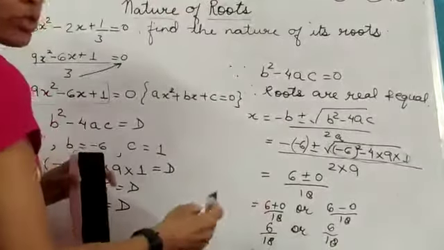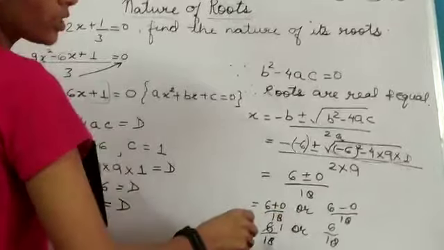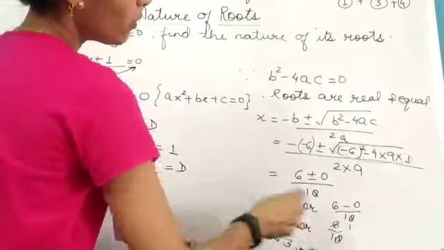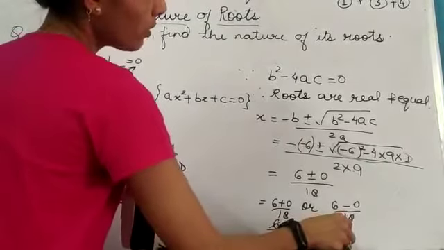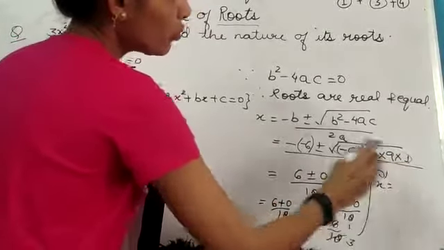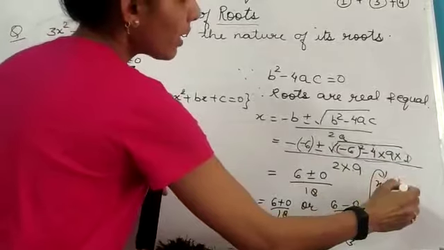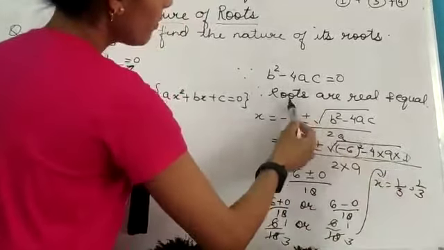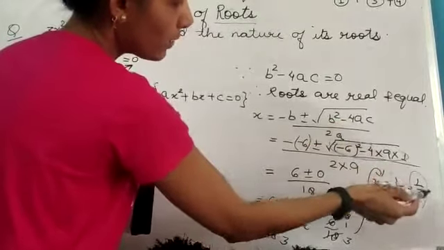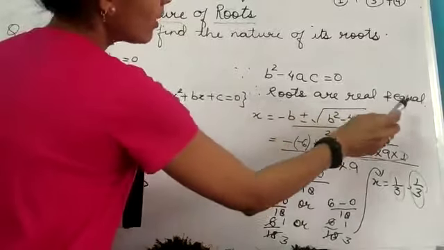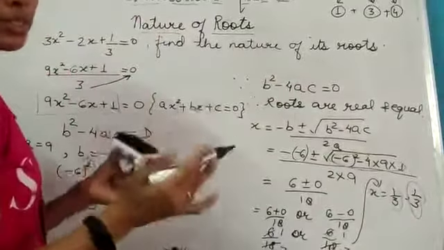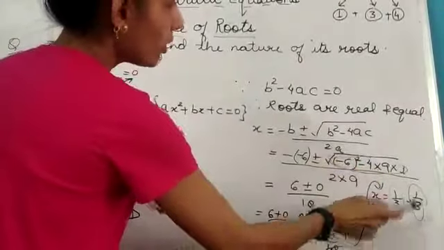Now I can reduce it to simpler form. 6 into 1 is 6, 6 into 3 is 18. Again 6 into 1 is 6 and 6 into 3 is 18. So here the roots are, that means the values of x are 1 by 3 and 1 by 3. Here what I have written, roots are equal. Roots are coming out to be equal. This is also 1 by 3, this is also 1 by 3. So roots are equal and real. Since they are positive, that's why we are seeing it as real. If it is negative also, then also it will be a real root.